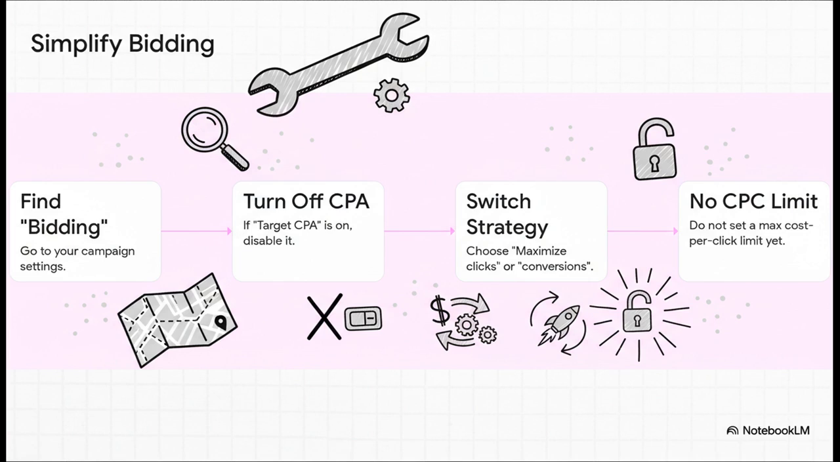And listen, this part is so important. Do not set a maximum cost per click limit yet. You want to give the algorithm as much freedom as possible to find those first few impressions.